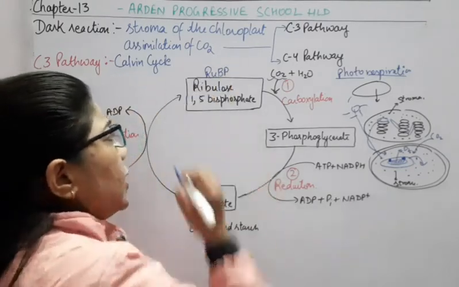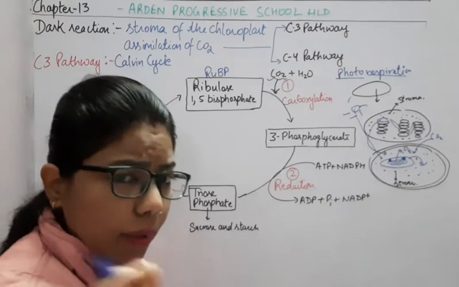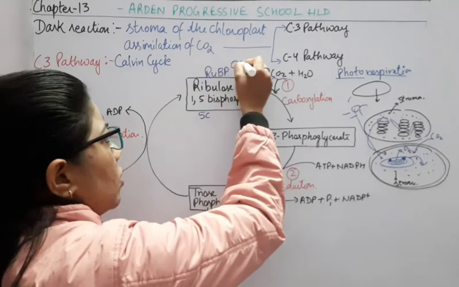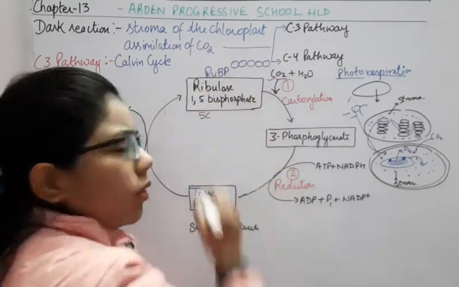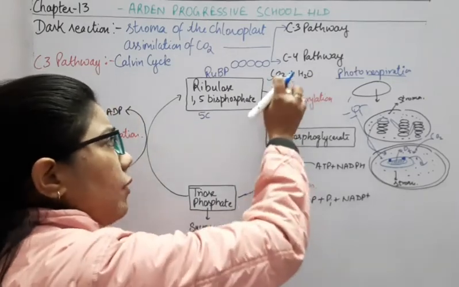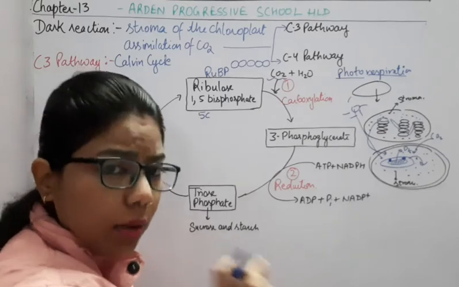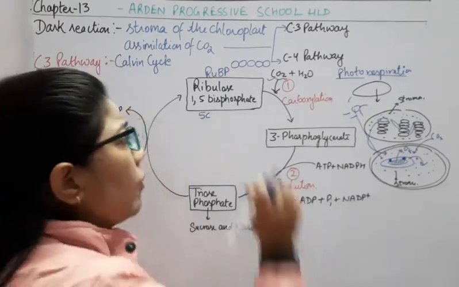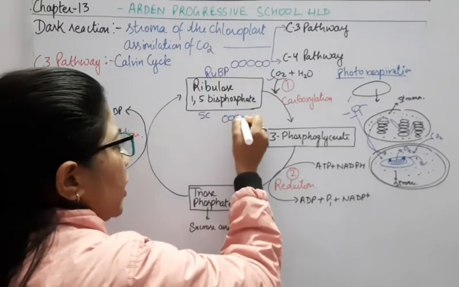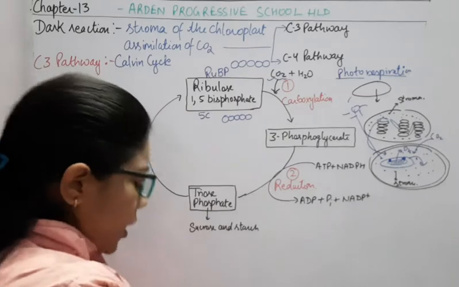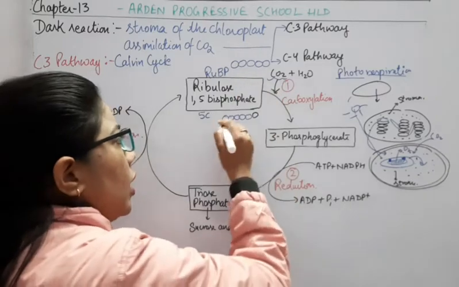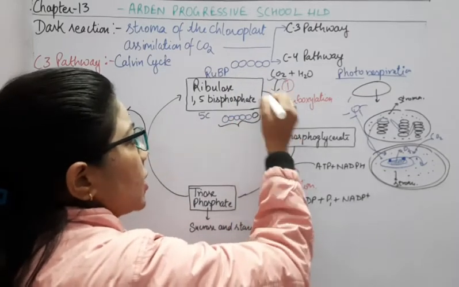Now you can see that RuBP is a 5 carbon compound. If I draw 1, 2, 3, 4 and 5, this RuBP is a 5 carbon compound, and when it adds with the CO2, this CO2 gives one more carbon. It will become 1, 2, 3, 4, 5, and in addition to it, this carbon is coming from the CO2. Now it will become a 6 carbon compound.